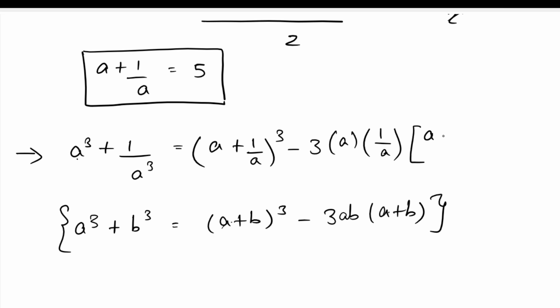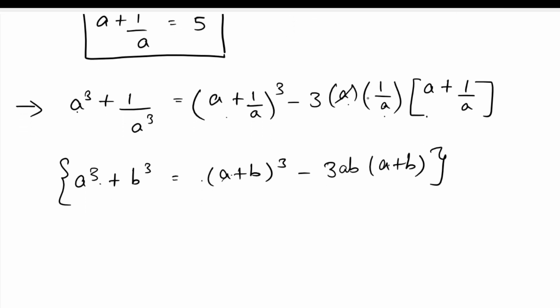A plus b is a is a and b is 1 by a. So I've applied this formula a cube plus b cube and I've gotten this (a plus b) the whole cube minus 3a into b into (a plus b). Now here a and a will get cancelled. So we are left with a plus 1 by a the whole cube minus 3 into a plus 1 by a.